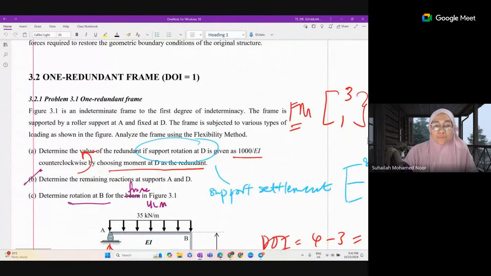Okay, we just go through this. Actually, I have uploaded the video link from the previous class, so it is actually the same. So let me go through this fast, and we will spend time to do another example. Okay, so this is a one redundant frame. One redundant frame, remember, for the flexibility method.